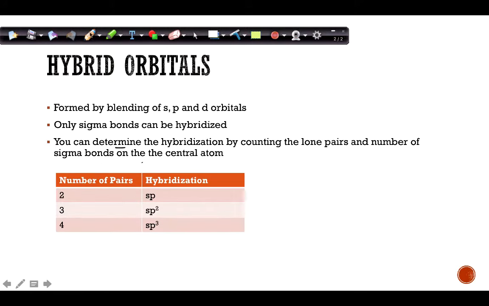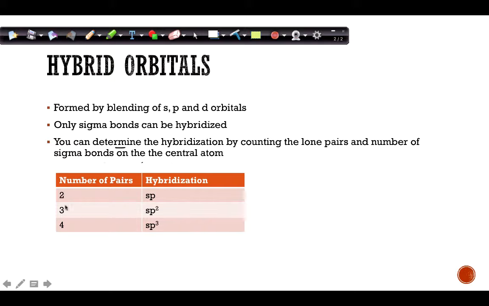So because we have these overlapping orbitals, we actually have something called hybrid orbitals. So basically, because the p sublevels and the s sublevels come into contact and we are blending those, we create a hybrid orbital. So it's blending the s, the p, and the d orbitals. So only sigma bonds can be hybridized. Pi bonds cannot be hybridized. So you can determine the hybridization by just counting how many lone pairs each atom has, and also the number of sigma bonds, not pi bonds, on the central atom.